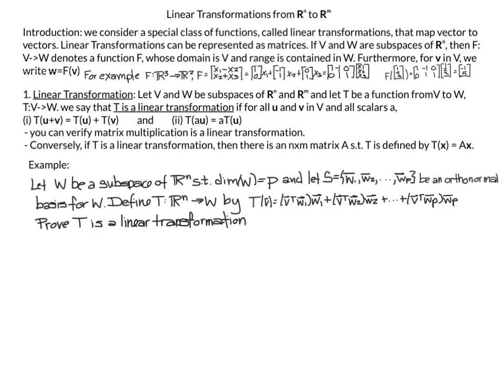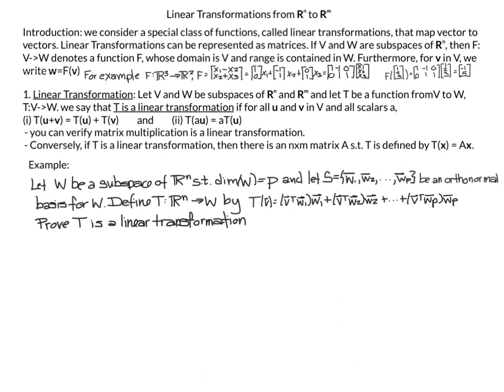I have one more abstract example. Let W be a subspace of Rn such that the dimension of W is equal to p. So let S equal the vectors w1, w2, up to wp, and let's say it's orthonormal. It's an orthonormal basis for W. So we're going to define the transform from Rn to W by T of v, where v is a vector in Rn, is equal to v transpose w1 times w1, plus v transpose w2 times w2, plus up to v transpose wp times wp. We want to prove that T is a linear transformation.